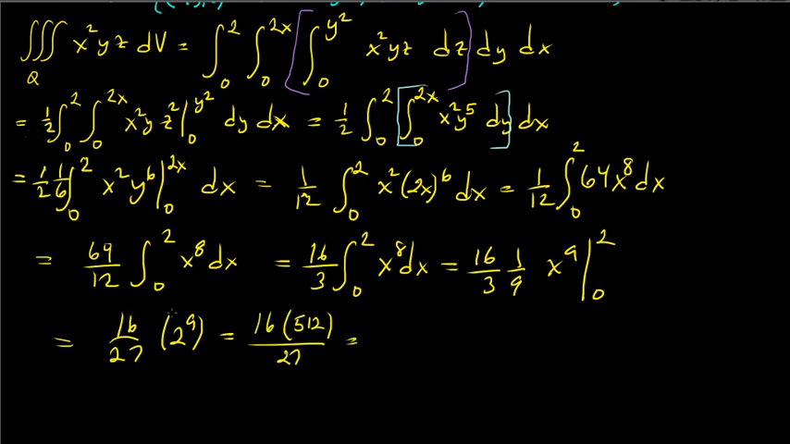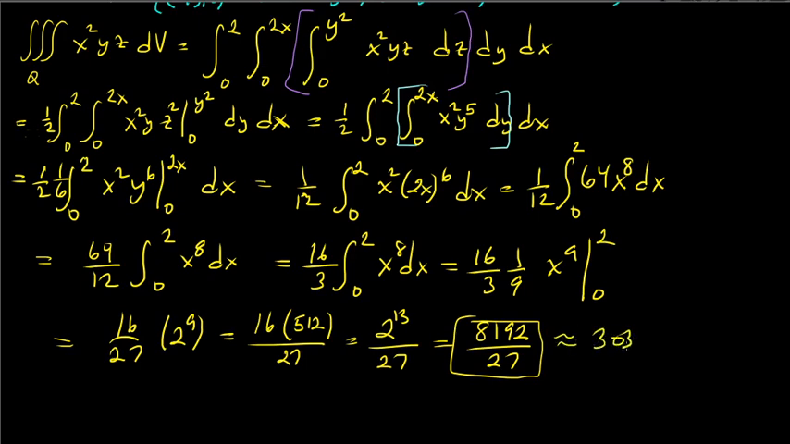2 to the 9th is 512. But let's see, this is 2 to the 4th, so this is 2 to the 13th divided by 27. 9 plus 4 is 13. And 2 to the 13th is 8,192 divided by 27. Or if you prefer, it's about 303.4074 as a decimal approximate.